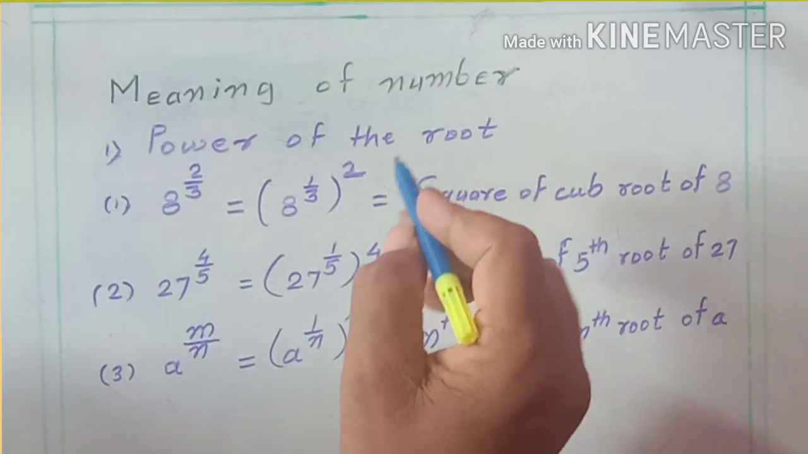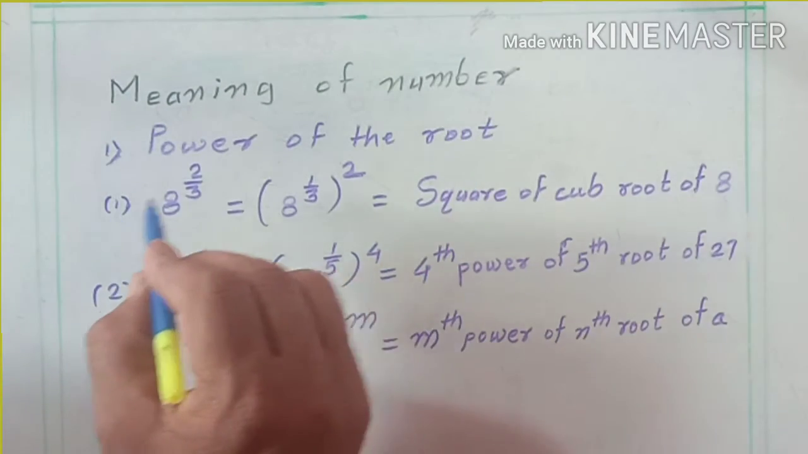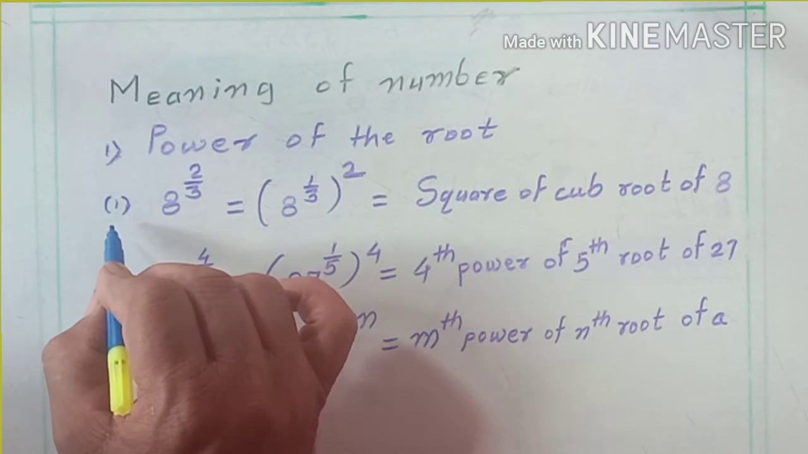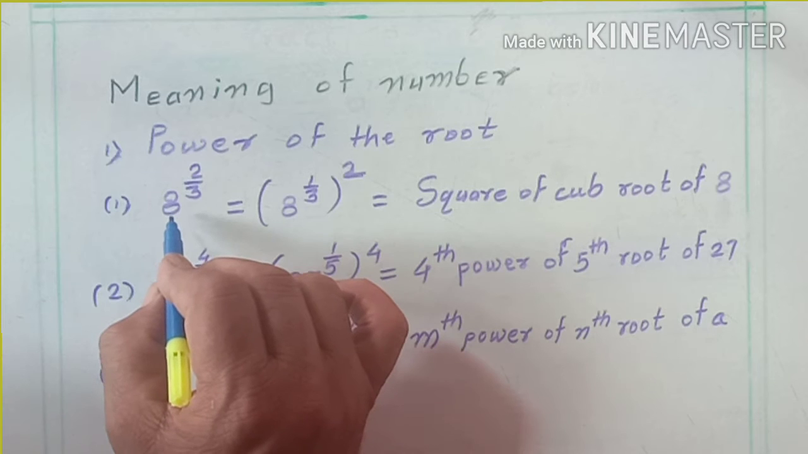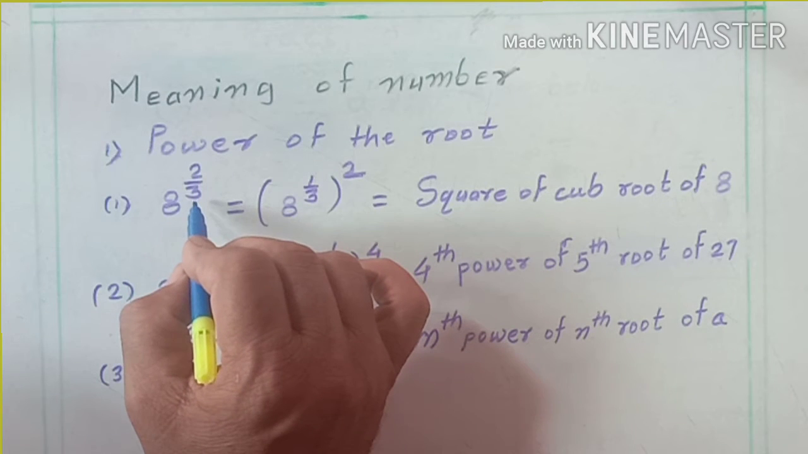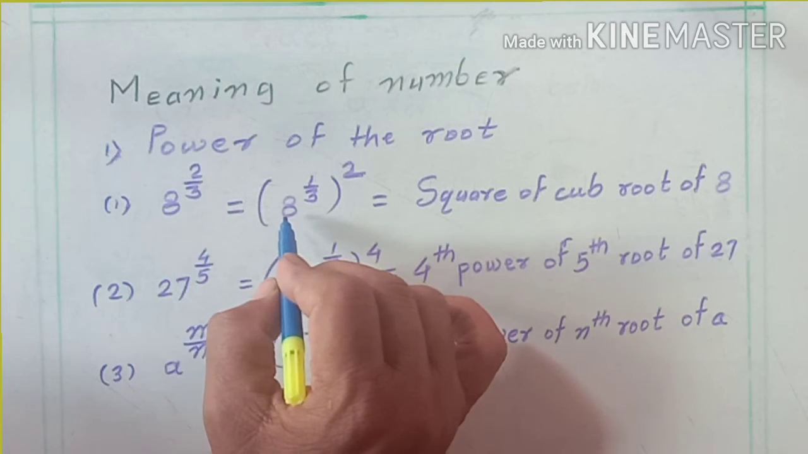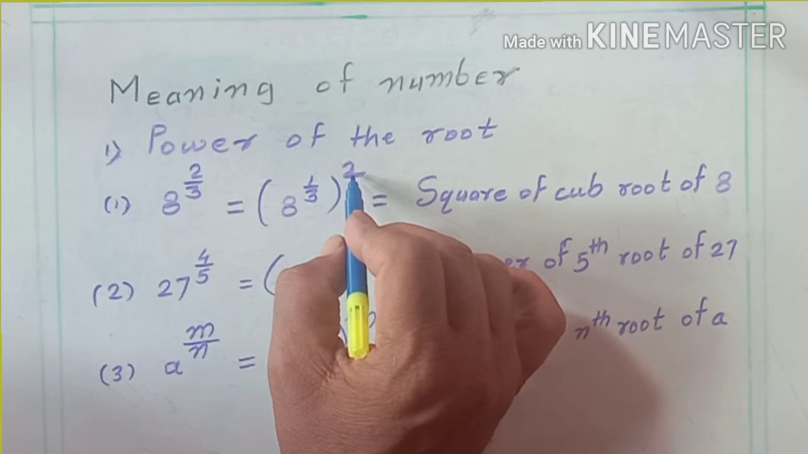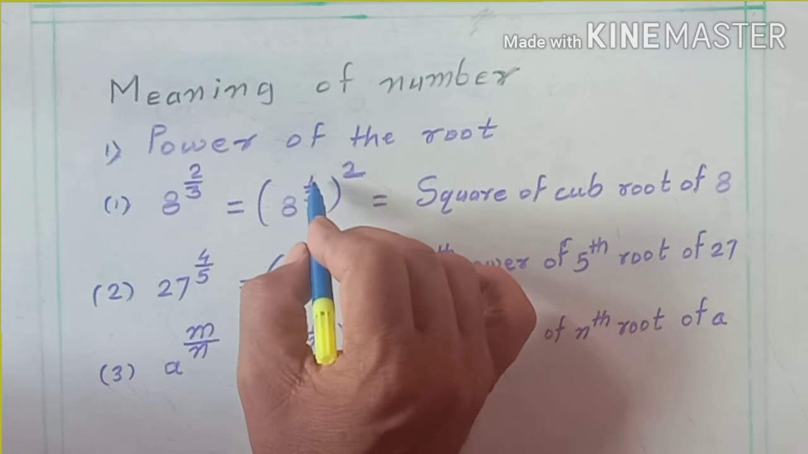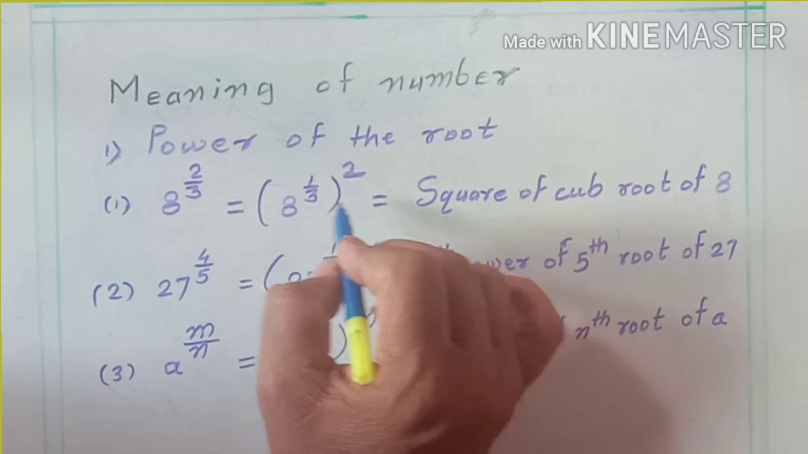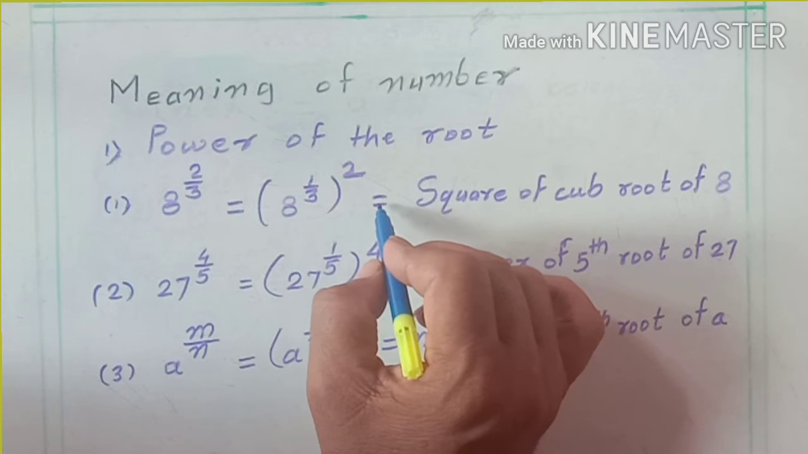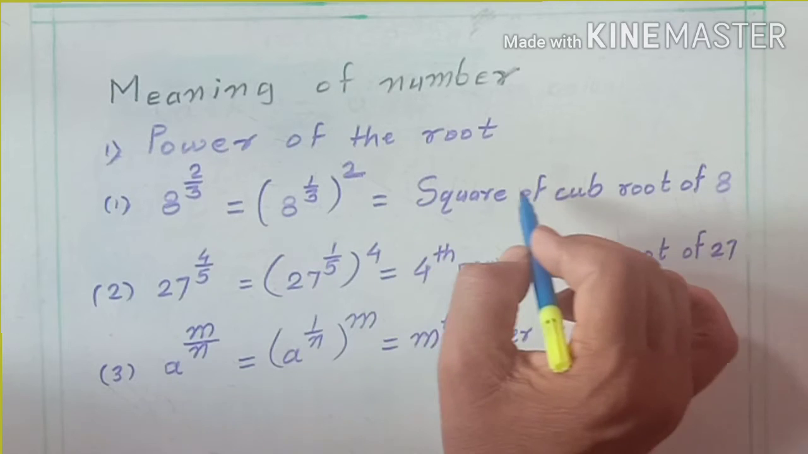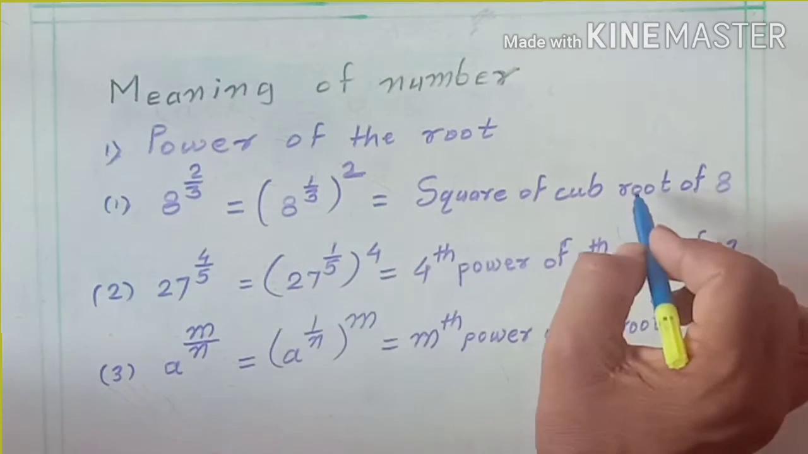Meaning of number 1, power of the root form. Example number 1: 8 raised to 2 upon 3 is equal to square of 8 raised to 1 upon 3, meaning square of cube root of 8.